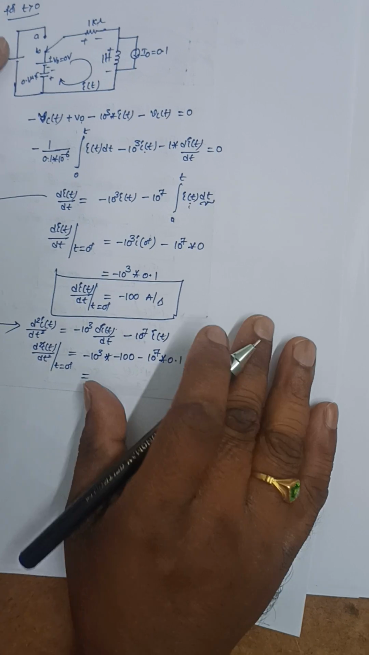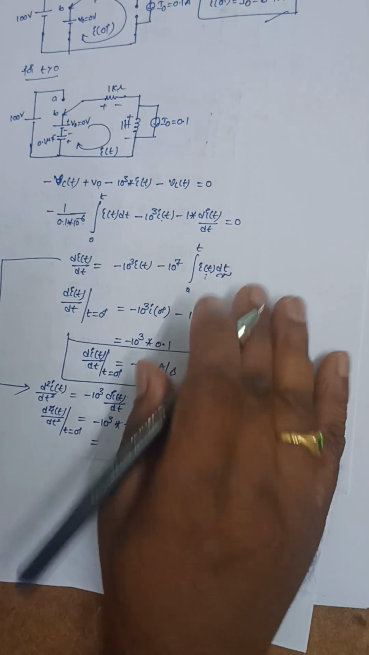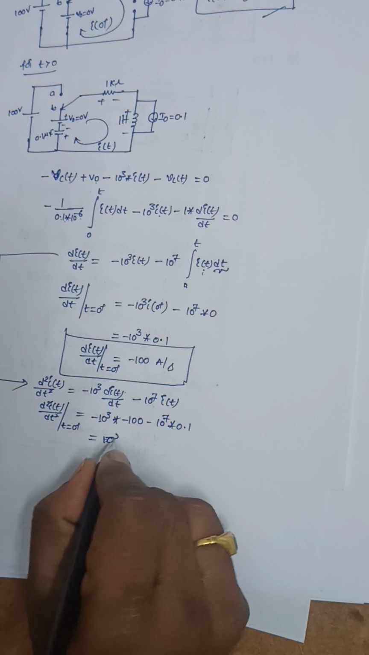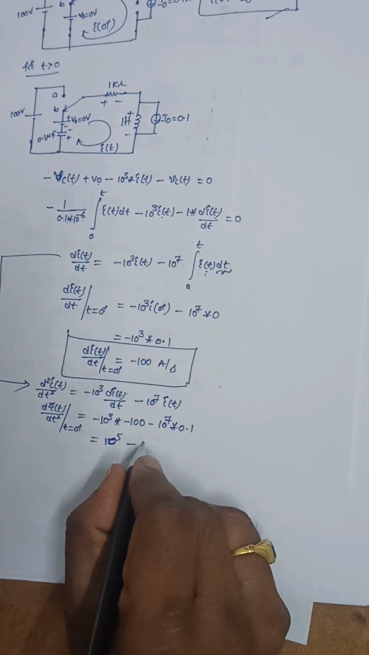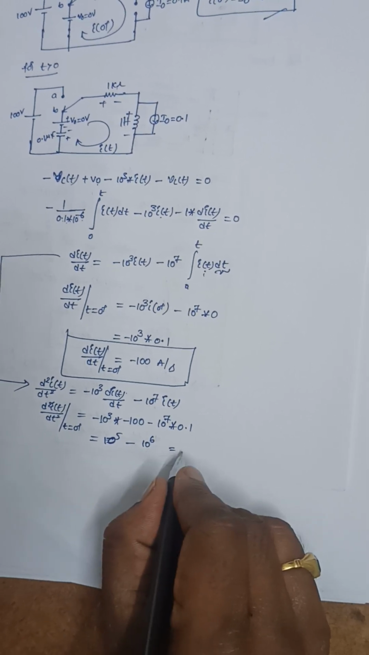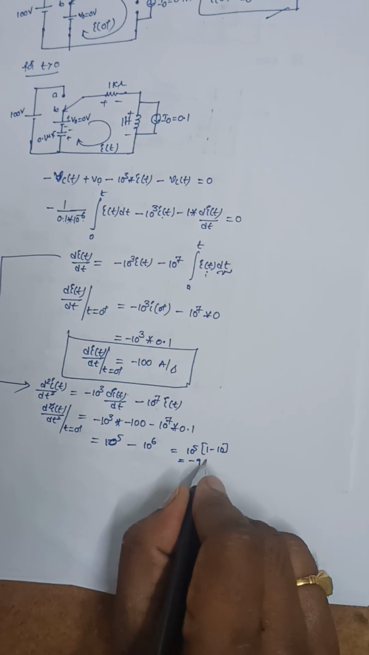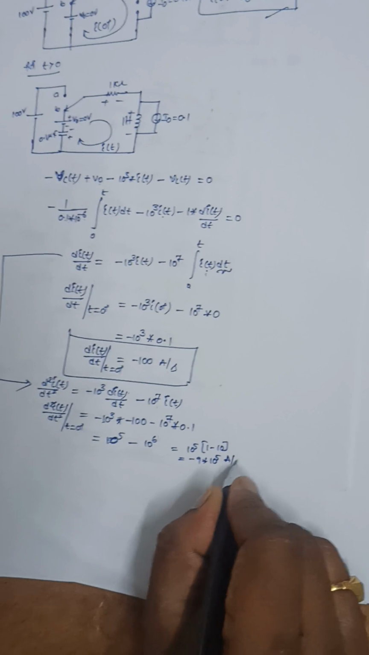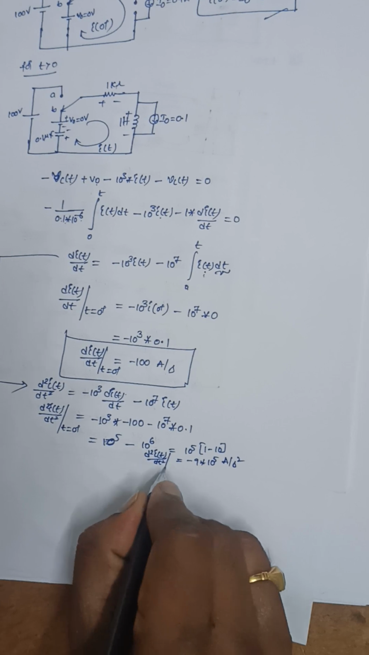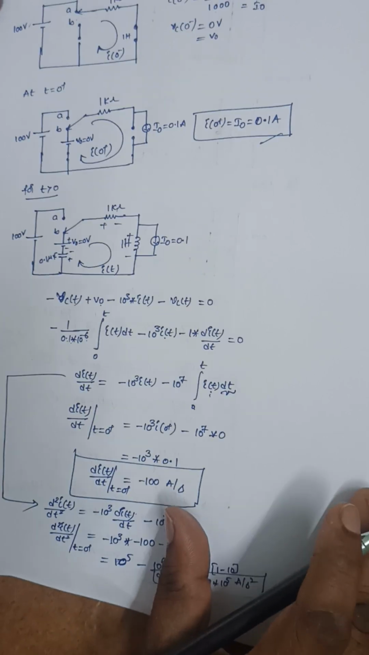If I calculate this, minus into minus gives 10 power 5, and the other term is minus 10 power 6. If I take 10 power 5 as common, 1 minus 10, that is equal to minus 9 into 10 power 5 ampere per second square. This is the value of d square I of t by dt square at t is equal to 0 plus. So this is how we need to solve the problems.